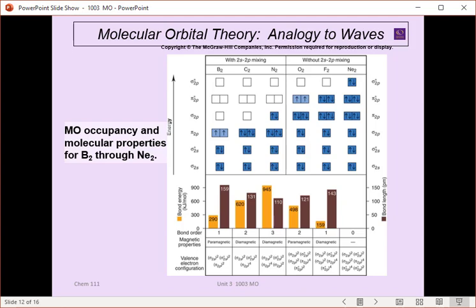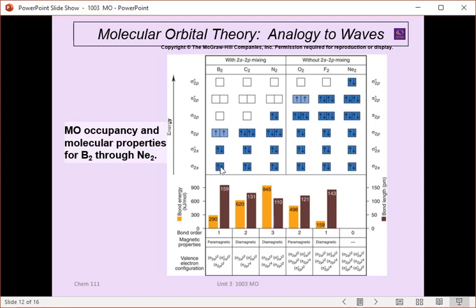You fill from the bottom up. 1, 2, 3, 4. Now that takes care of the sigma and the sigma anti-bonding. So those will actually cancel. That's one thing that's helpful if you're trying to do bond order.